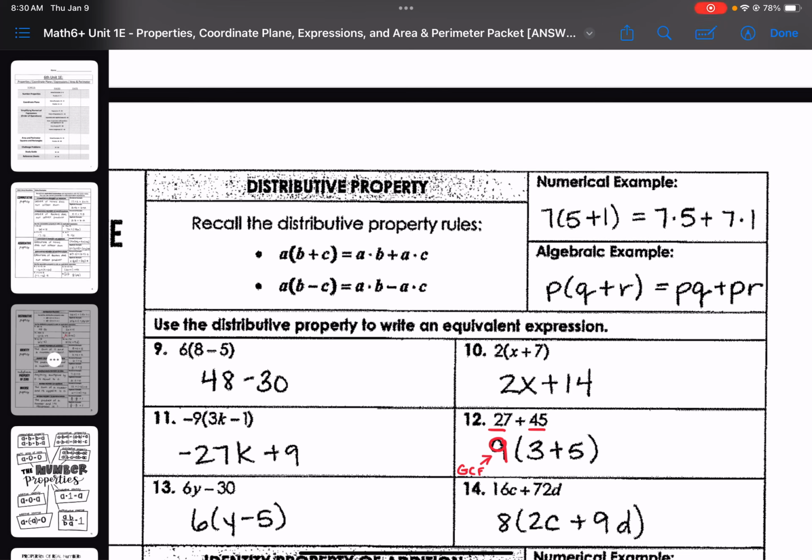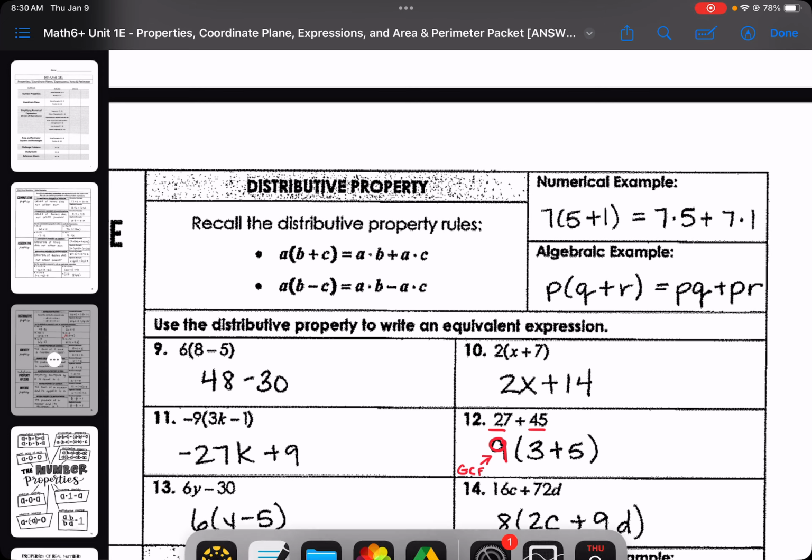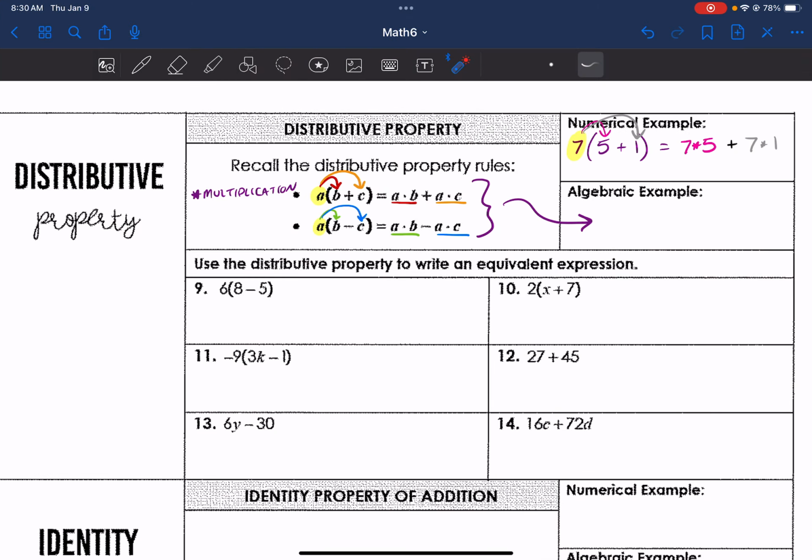Now we'll get to some simpler problems. Again, if you want to pause the video here before we get to the next property, go ahead and do that. We'll get to some simpler properties.